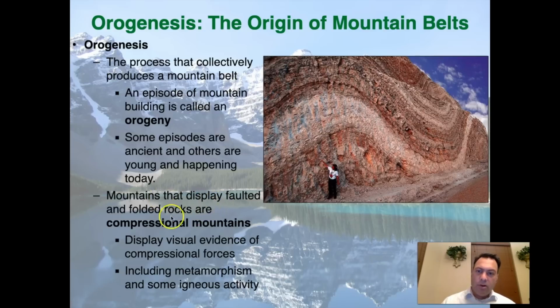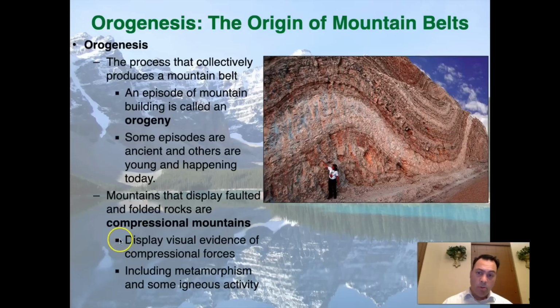Mountains that display faulted or folded rocks are called compressional mountains. And so here we see a classic, right here an anticline, and then there's a syncline. So here we have an anticline, syncline set. So here's a fold going through a compressional mountain. In fact, the old term for compressional mountains, before we realized that faulting was such an important part of that, was fold mountains because the folds stood out. They were very easy to identify.